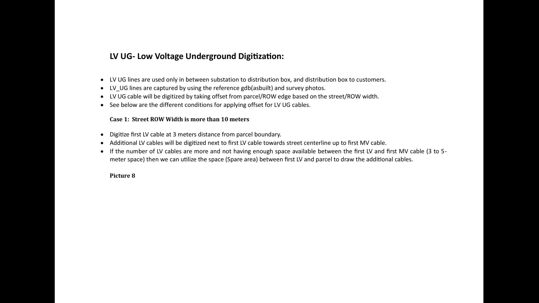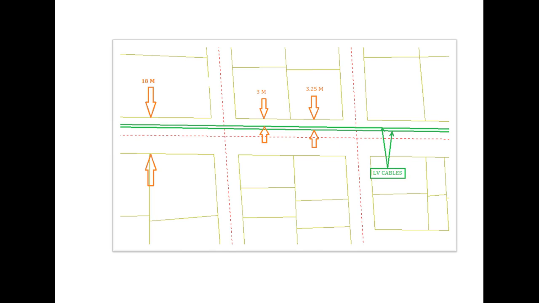The LV-UG cable will be digitized by taking an offset from the parcel/row edge based on the street/row width. See below the different conditions for applying offset for LV-UG cables. Case 1, street row width is more than 10 meters. Digitize the first LV cable at 3 meters distance from the parcel boundary. Additional LV cables will be digitized next to the first LV cable towards the street center line up to the first MV cable.